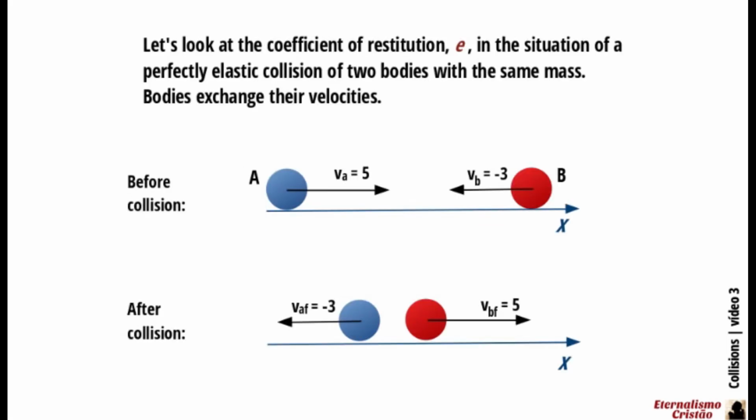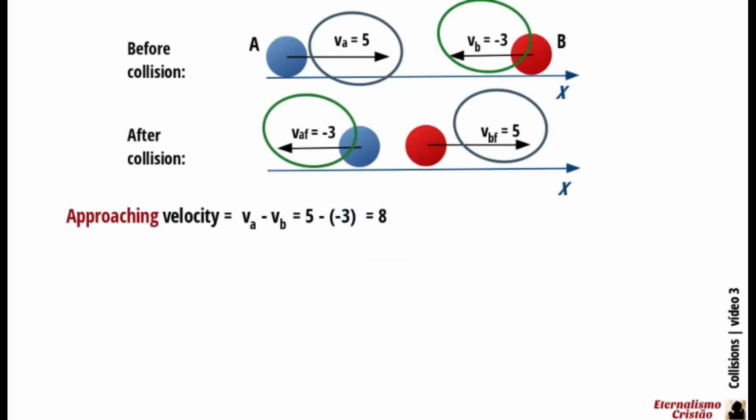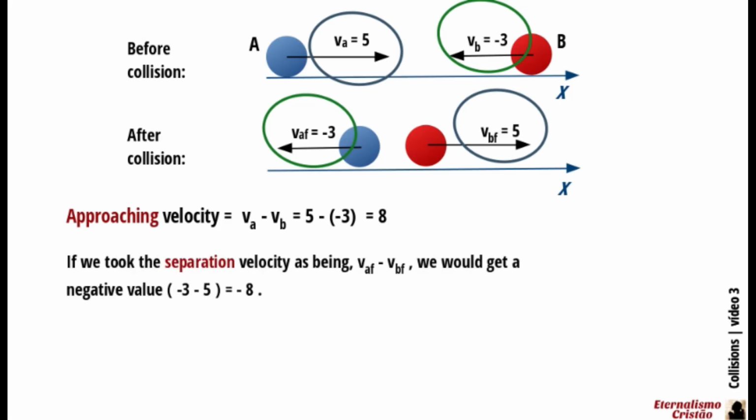Let's look at the coefficient of restitution, E, in the situation of a perfectly elastic collision of two bodies with the same mass. As we saw, bodies exchange their velocities. We take the approaching velocity as the difference: initial velocity of body A minus the initial velocity of body B. If we took the separation velocity as the difference between the final velocities, in the same order of bodies, we would get a negative value.